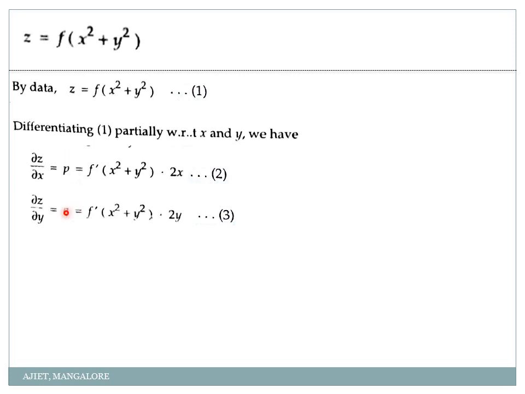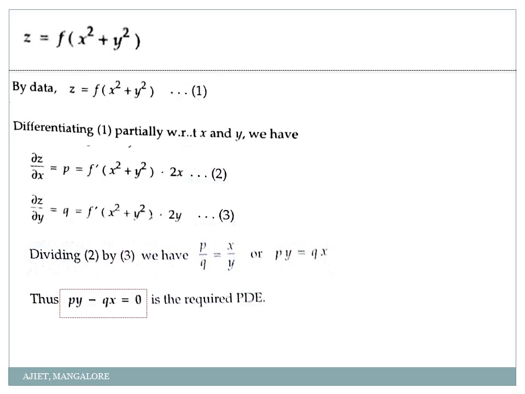Even if you don't write this p and q, they will never ask you anything. Please don't worry if you have not written p and q, just go on solving the problem. So dou z by dou y is f dash of x square plus y square into the differentiation of y square, which is 2y. Now what can you do? Can't we divide equation 2 and 3 so that it gets cancelled? Yes. So divide equation 2 and 3. I'll get p by q is equal to, f dash will get cancelled, even 2 will get cancelled, x by y. Or py is equal to qx, or py minus qx is equal to 0, which is my required PDE.